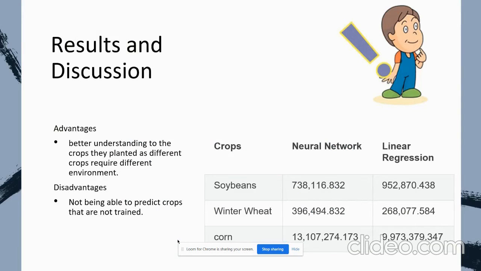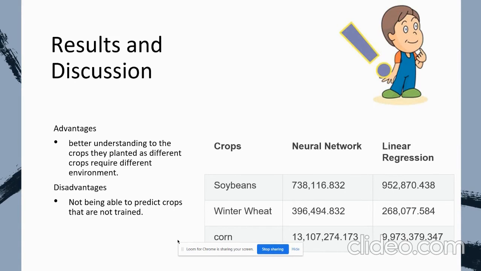So, this is the result and discussion. Because we are predicting a value, our result will be in average squared error. The lesser the average squared error, the better the algorithm performs. So there's a list to show the average squared error of different crops.